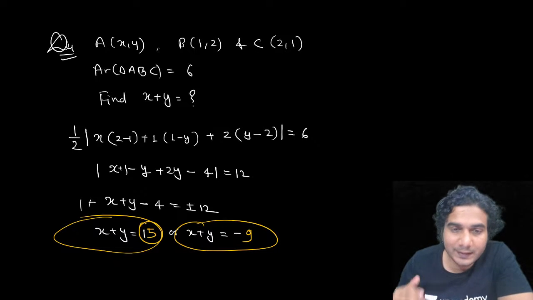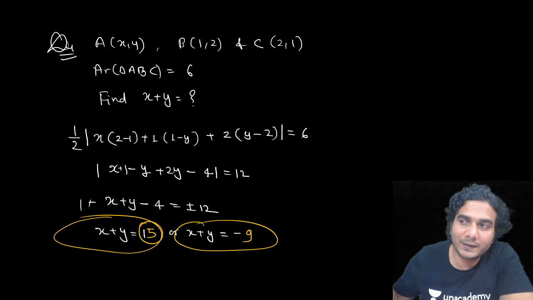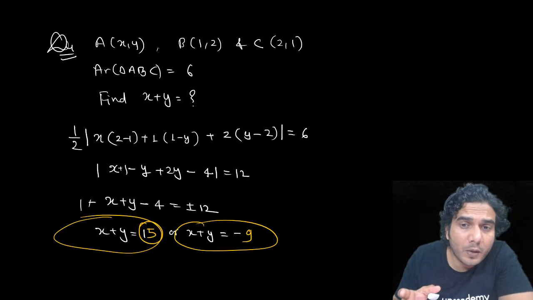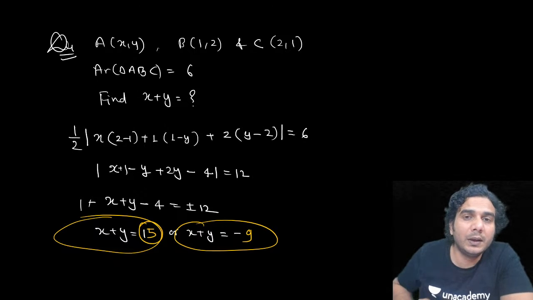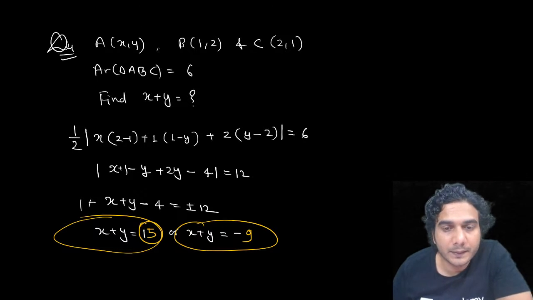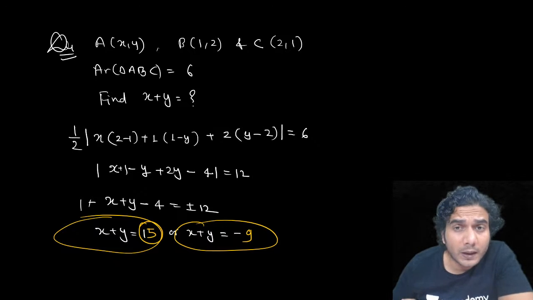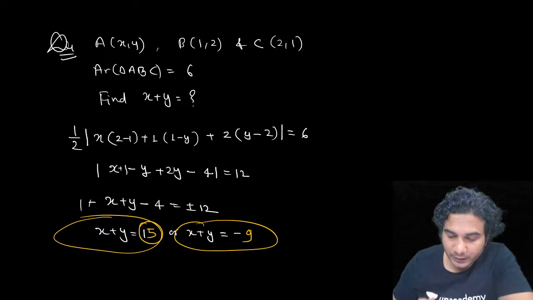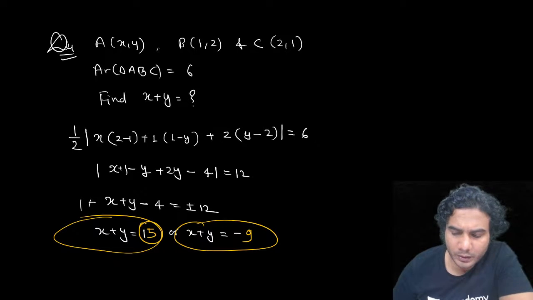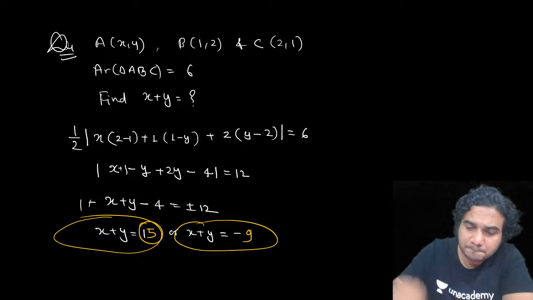Like in this case, it was an expression of x and y. Area was an expression of x and y, and it was equal to 6. So we need to put mod on that expression, and then when we remove mod, it will be plus minus of the number which is written on the right hand side. So we might get 2 values of the variable or 2 values of the expression. This is an important point, related to this area.